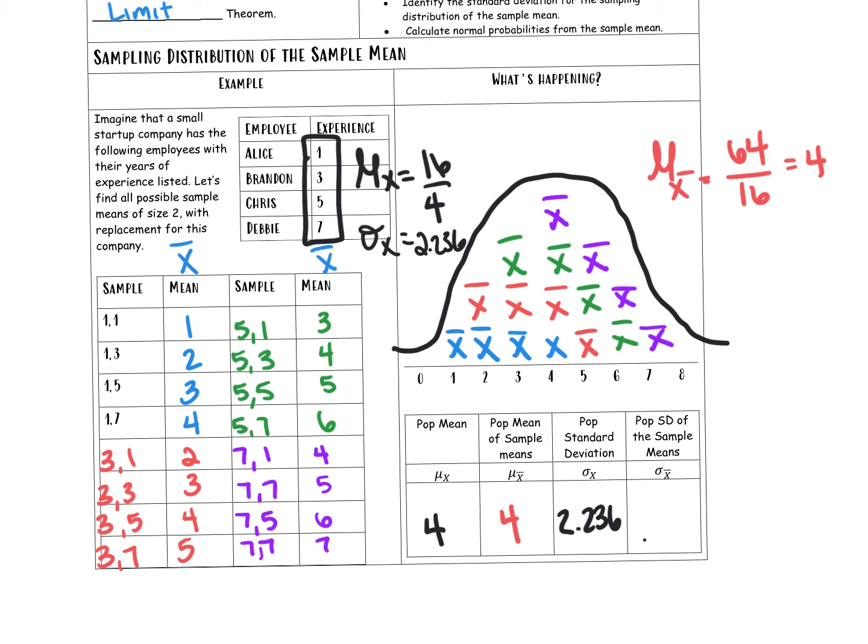Now, it just so happens that the standard deviation for all of these sample means can be found by using this population standard deviation and dividing it by the square root of your sample size. And remember, our sample size here is n equals 2. So if we take 2.236 and divide that by the square root of 2, we're going to get 1.581.